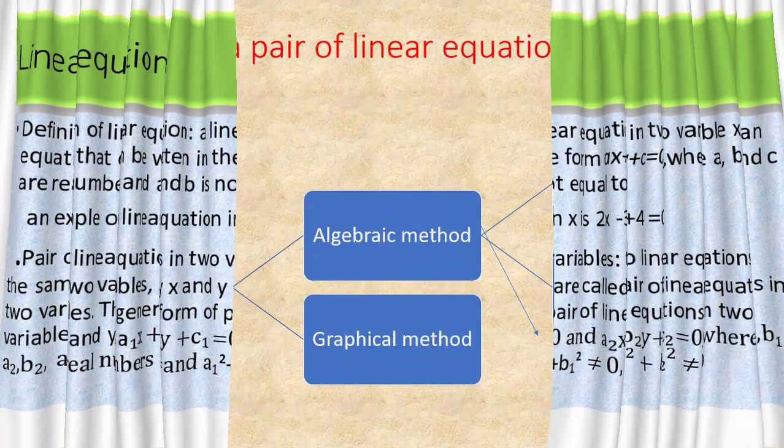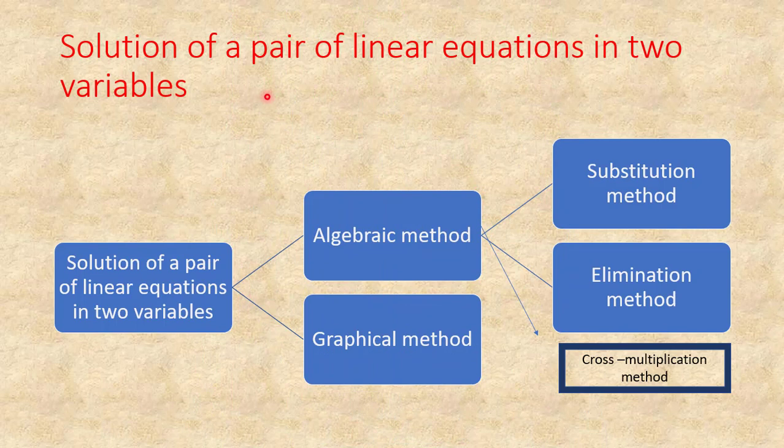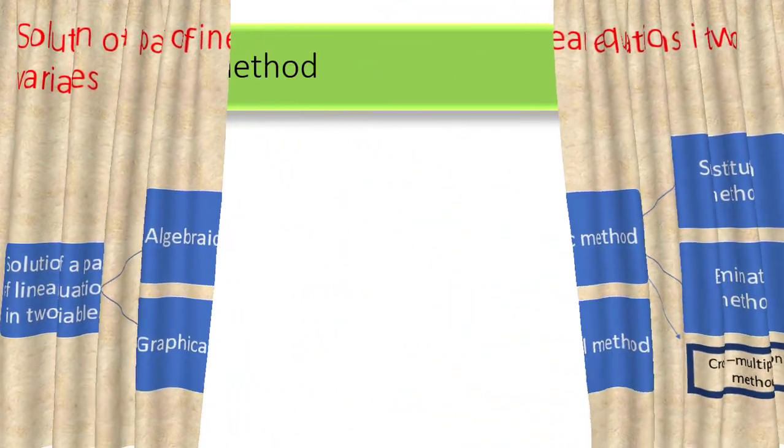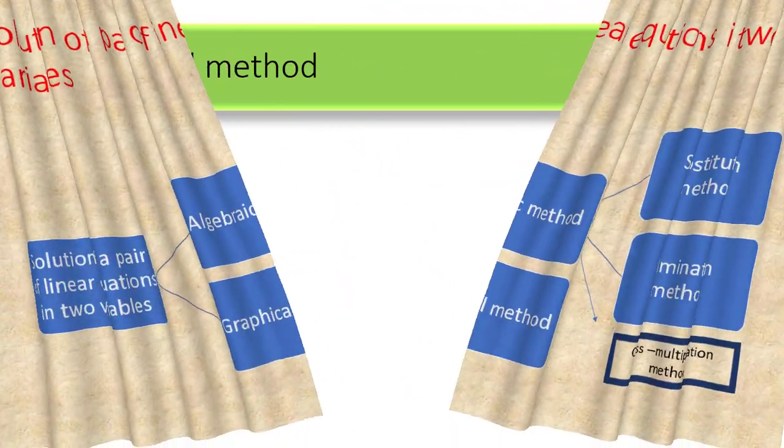Next, solution of a pair of linear equation in two variable. There are two methods to solve linear equation. First is algebraic method and second is graphical method. Then algebraic method has three parts: substitution method, elimination method and cross multiplication method. First is graphical method.